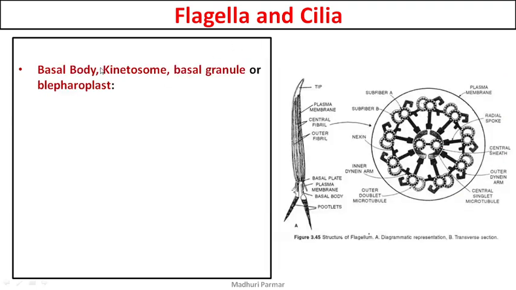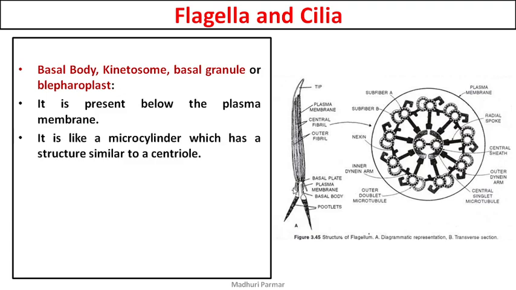So let us start with the basal body. The basal body is also known as kinetosome, basal granule, or blepharoplast. For us, just remember the basal body. Fine, so here is the basal body. It is present below the plasma membrane. So the plasma membrane would be here, and below the plasma membrane you find this basal body.